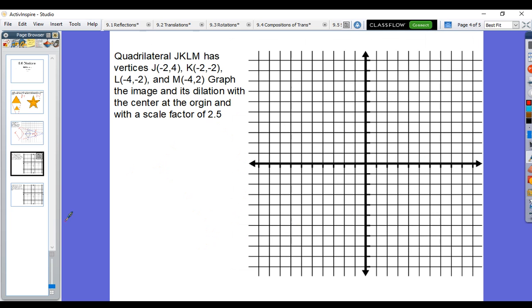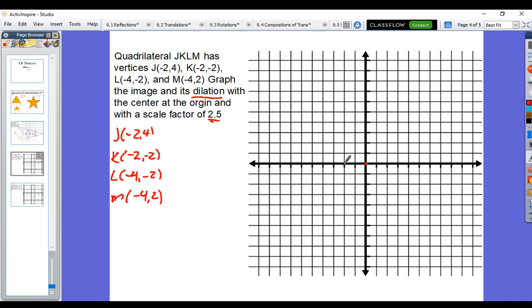So let's take that same mentality here. Here we have the points. J is at -2, 4, which is at -2, -2, K, L, which is -4, -2, and M, which is at -4, 2. These are points. We're doing a dilation about the origin, so going about the middle, with a scale factor of 2.5. That means we're making it bigger. So let's graph these points.